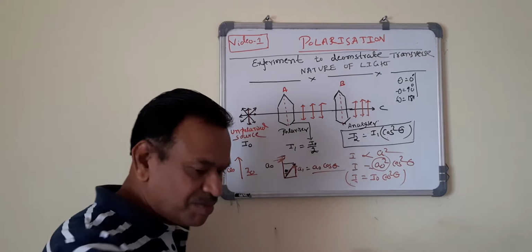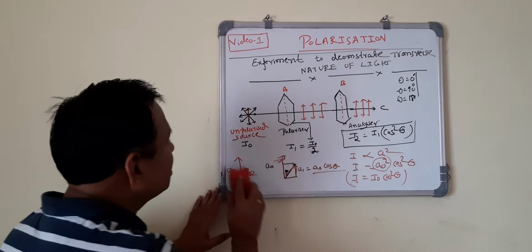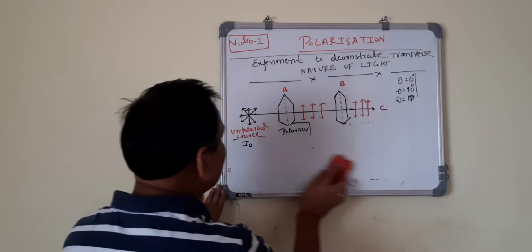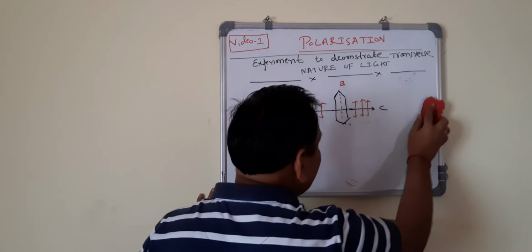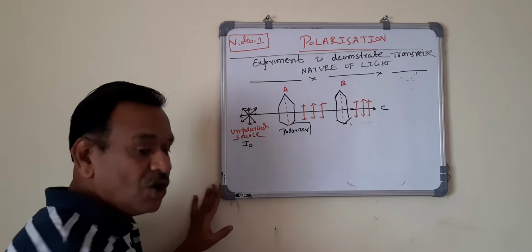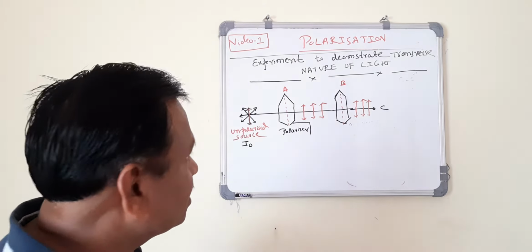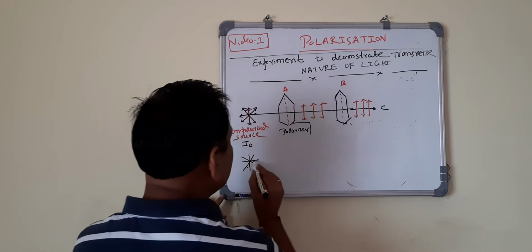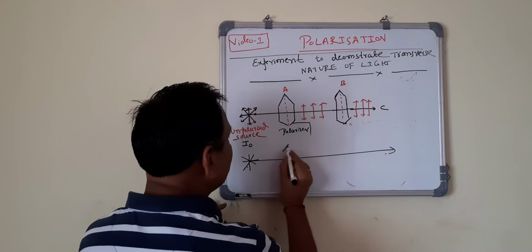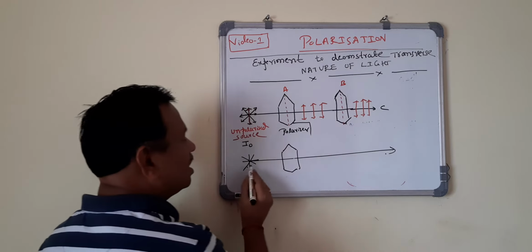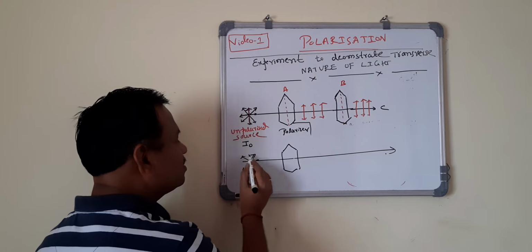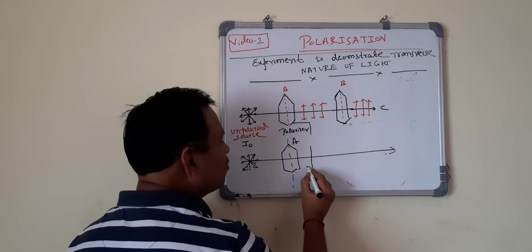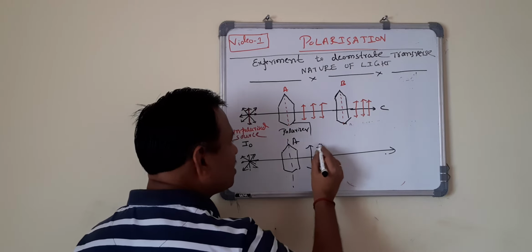From this experiment, what you learned is that light is transverse in nature. Earlier, people thought that light was a longitudinal wave. This diagram is also given in the notes. This is how light propagates. This is unpolarized light, and this is crystal A. It allows only vibrations like this.